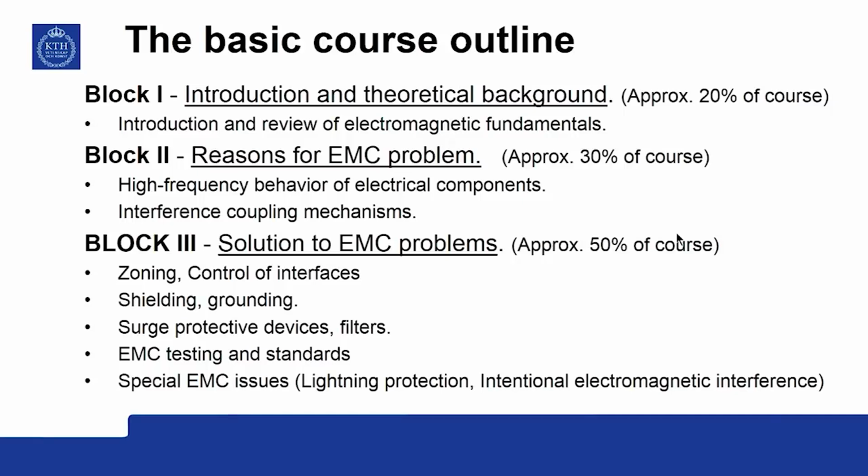These solutions can be different type of measures like zoning, control of interfaces, shielding, grounding, surge protective devices and filters. We also will deal with EMC testing and standards, a short introduction to that, and some special EMC issues where you require some specific kind of measures. For example, protection against lightning phenomena and intentionally created electromagnetic interference.